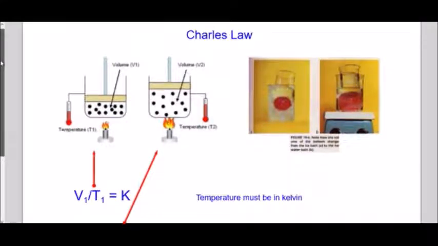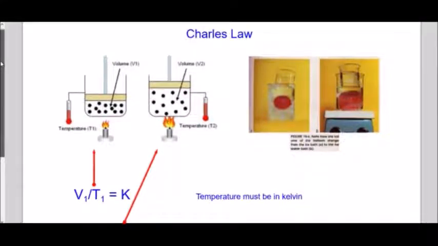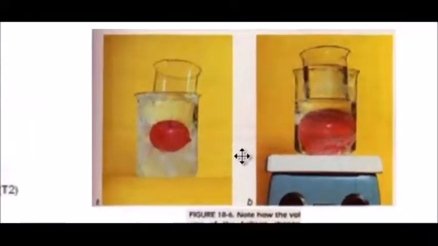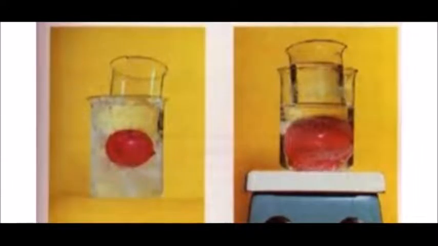A man by the name of Jacques Charles came up with a different relationship, a different gas law. He found out that the volume of a balloon and its temperature were related. Take a look at this picture. If you put the same balloon in an ice bath or on a warm hot plate, you'd notice its volume would change. Notice it's much bigger in this picture.